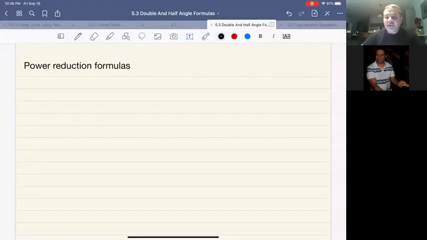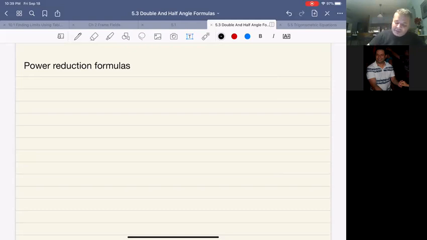All right, next we're going to do the power reduction formulas. I don't think there are any problems on them. It's just part of the coherence of the section. So if you're just looking to solve problems, I'm just going to derive the power reduction and the half angle formulas in this video. Okay, not going to do any problems.